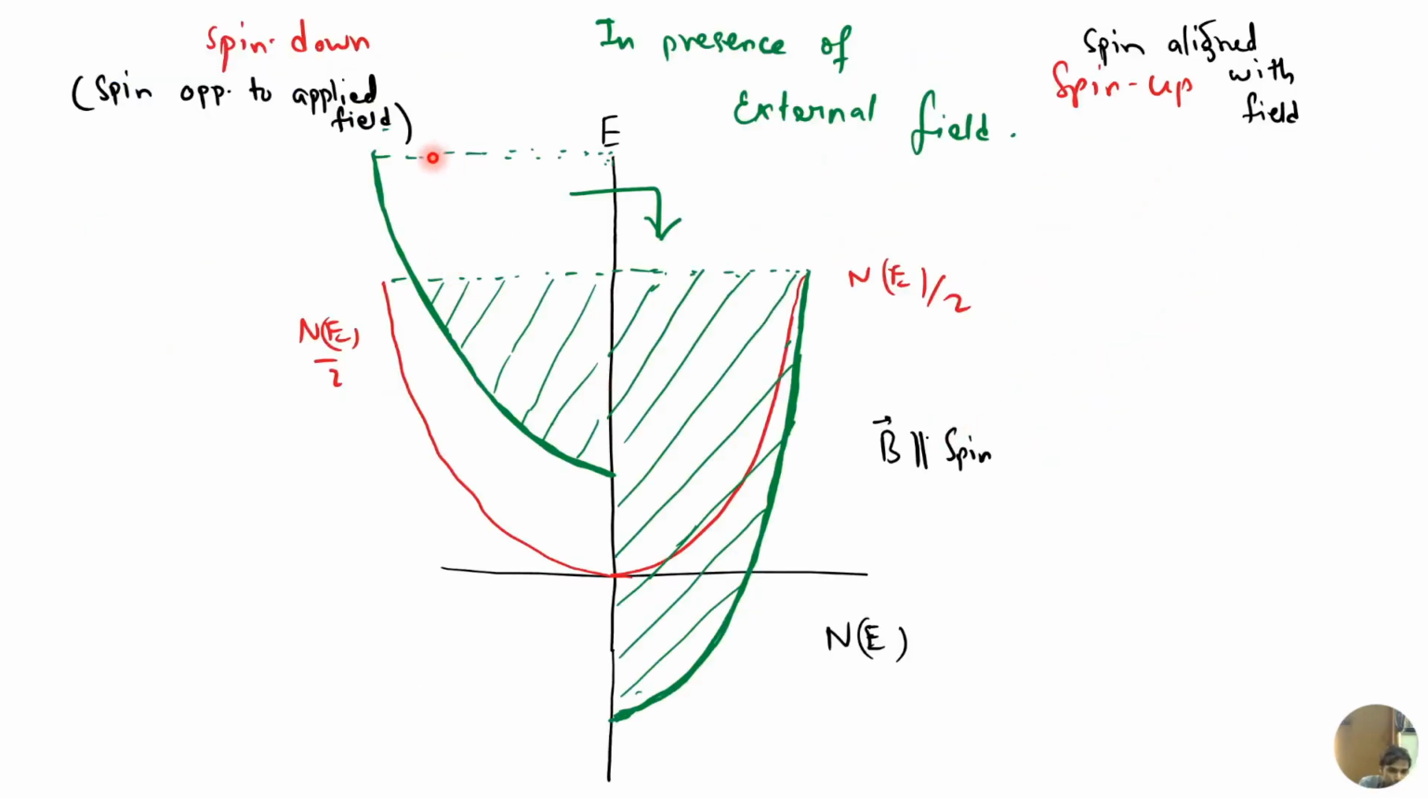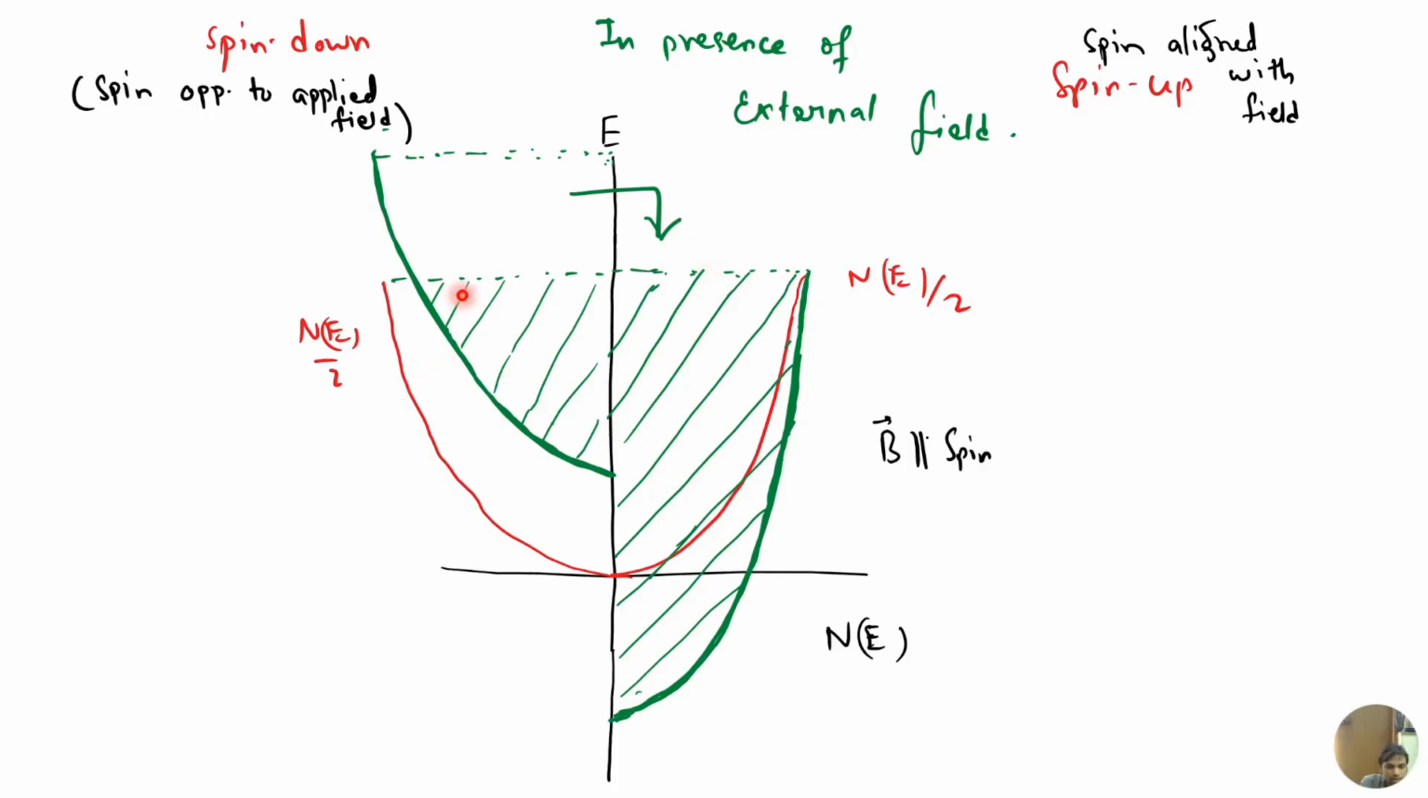But let us say that we start to apply an external magnetic field. Then there will be certain spins which are aligned with the direction of the field and certain spins which are opposite to the direction of the field. The ones aligned to the direction of the field are called the spin up particles, and those aligned opposite to the field are the spin down particles.